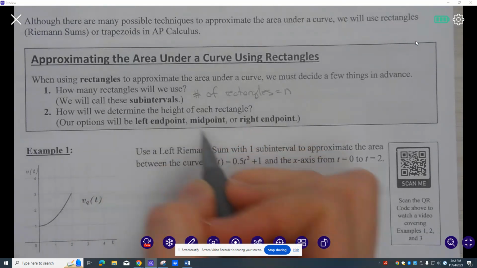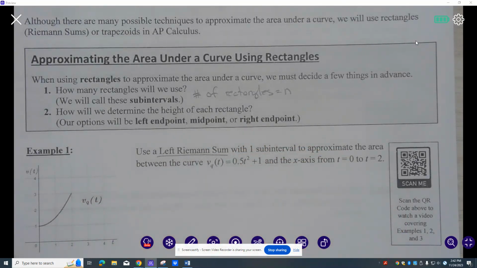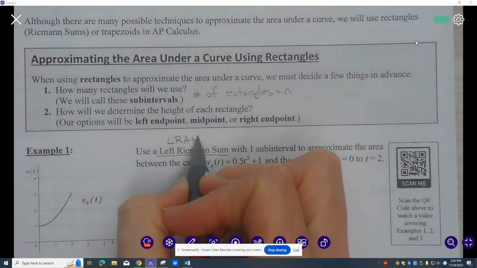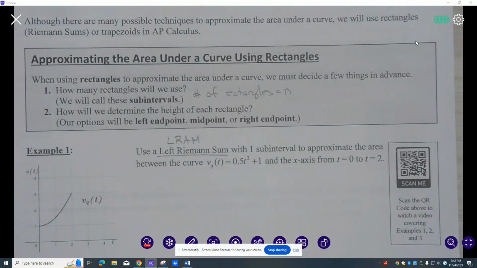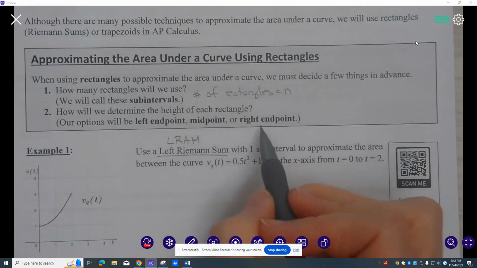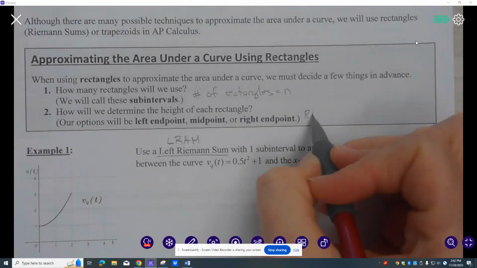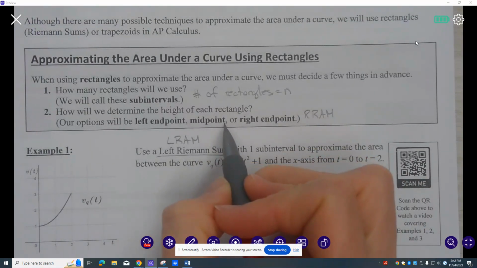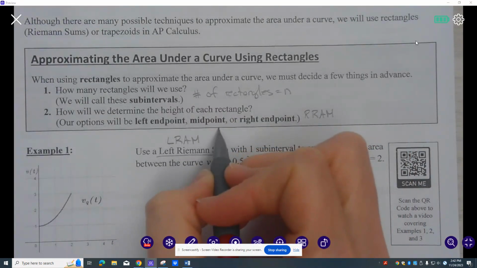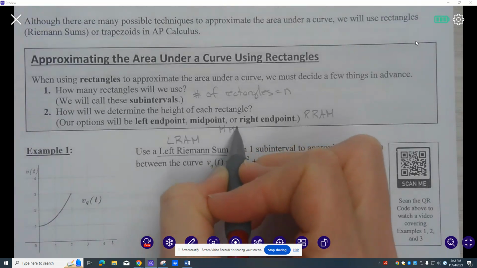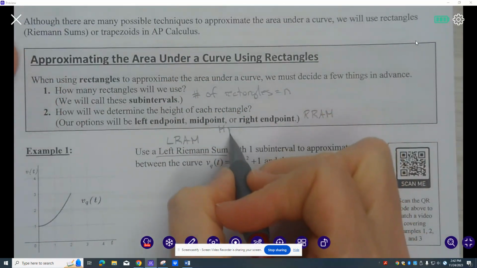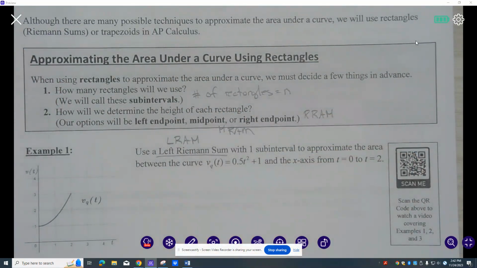So left endpoint is called a left Riemann sum, sometimes written as LRAM. A right Riemann sum is a right endpoint, often written as RRAM, and a midpoint Riemann sum, or using your height from the midpoint, is an MRAM. Those will make more sense as we go through this.